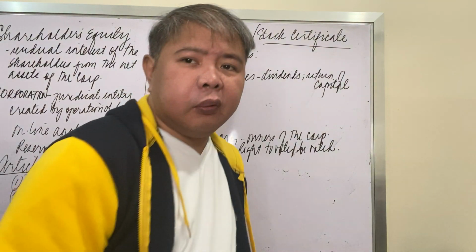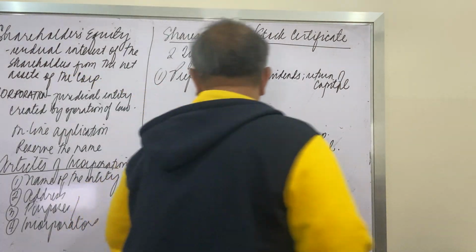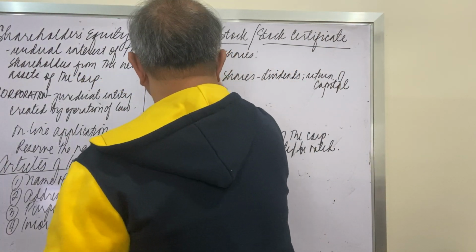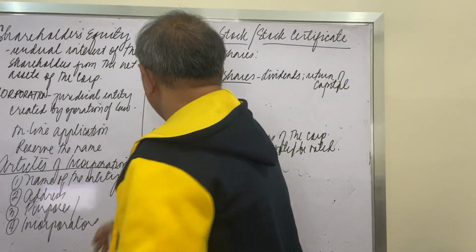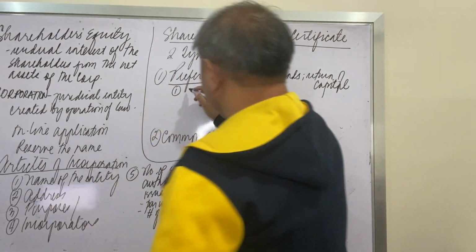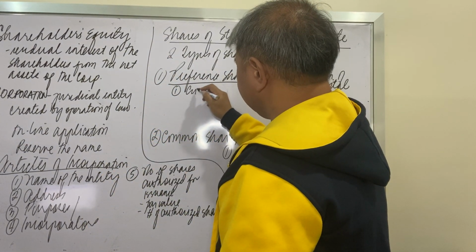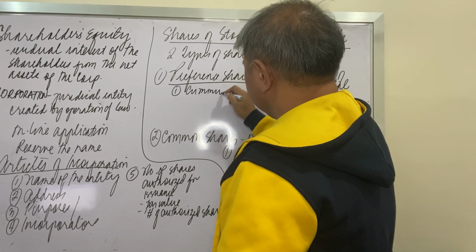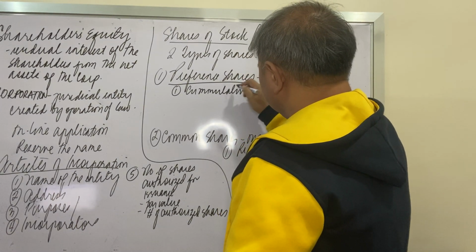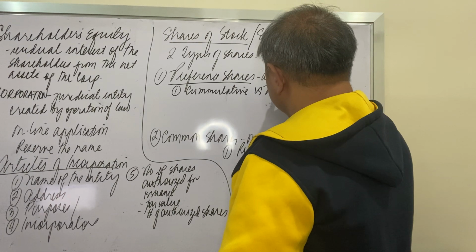Okay. Now what else? With regard to preference shares, there are different types of preference shares. Number one, we have what we call the cumulative versus the non-cumulative.